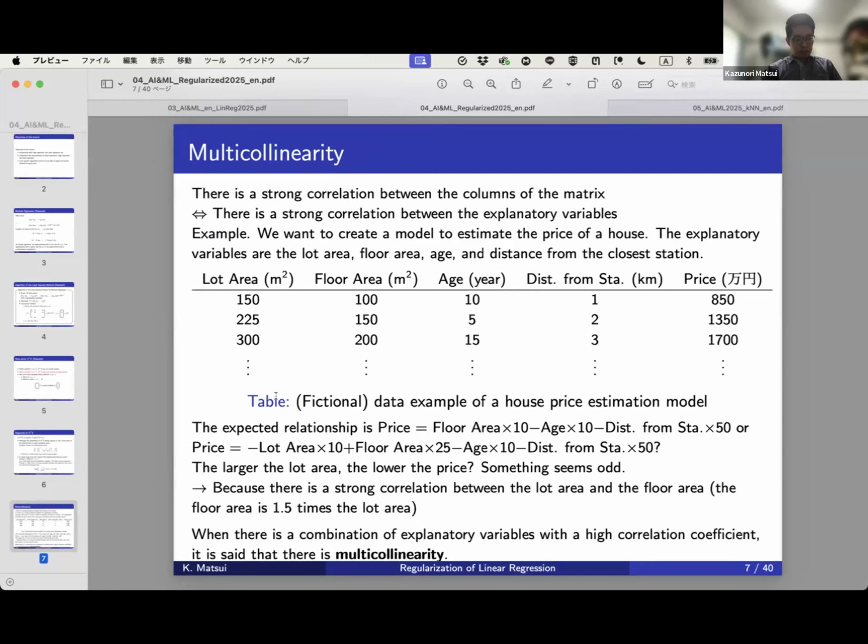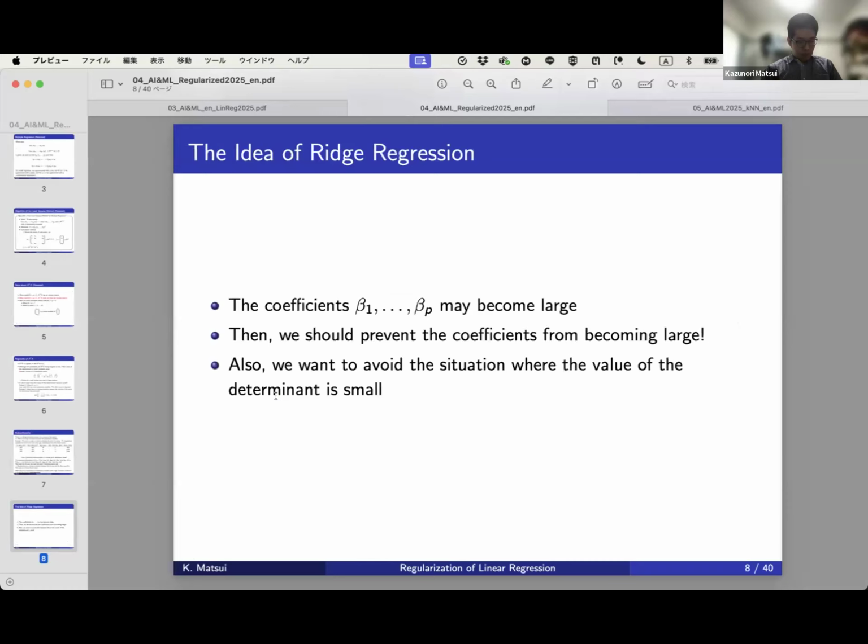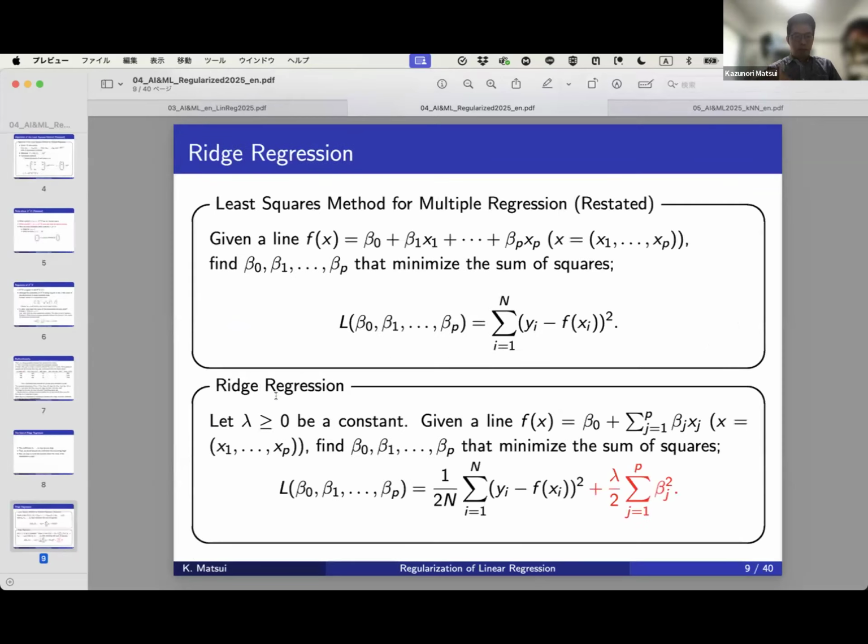This situation was called multicollinearity. When explanatory variables have this property, the determinant becomes small and the parameters become large. To address this, there is a method called Ridge regression that adds the sum of squares of parameters to prevent coefficients from becoming too large.